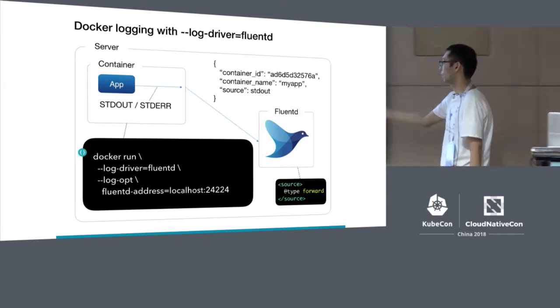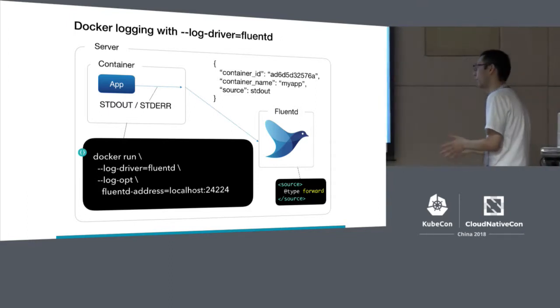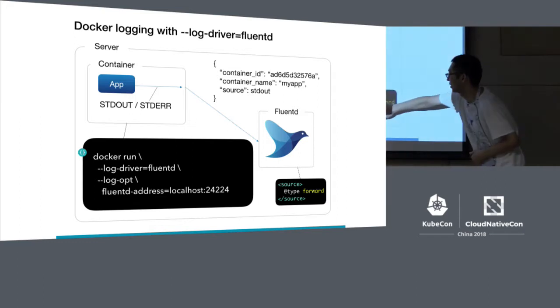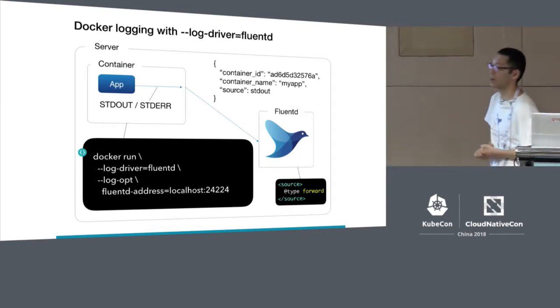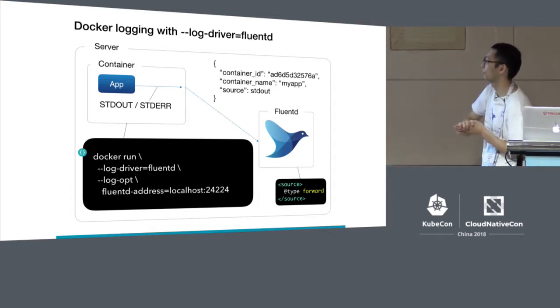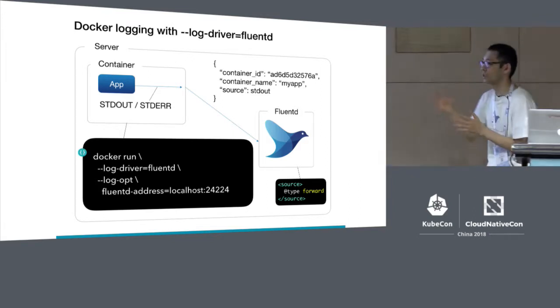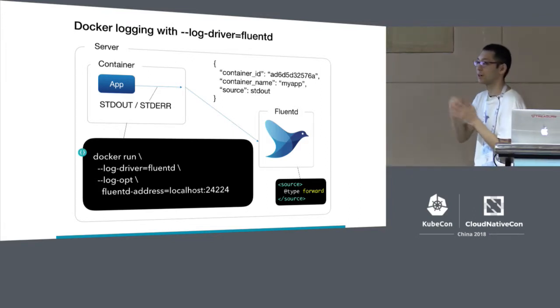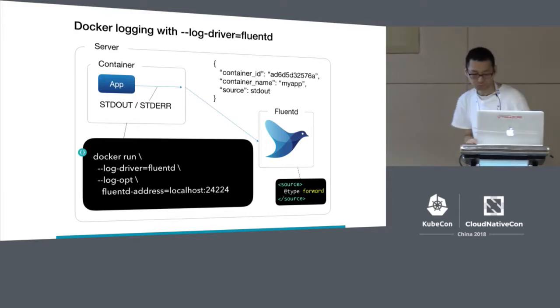In Fluentd, you only need to set up the forward input plugin, so this is very simple. As a result, the Fluentd instance can get the Docker logs directly via the logging driver. This is Docker specific, so this approach can't be used on Kubernetes or other container platforms. But if you use Docker, you can choose this approach.